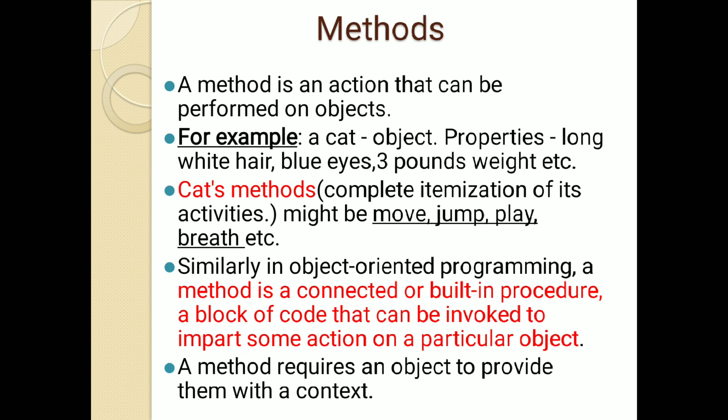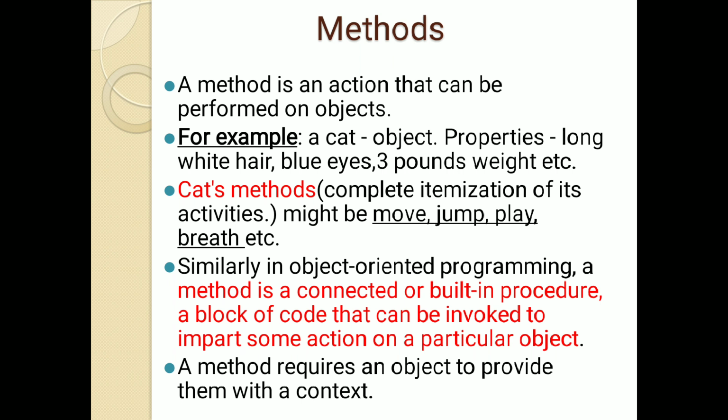Next we have to see methods. So what is a method? It is an action that can be performed on objects. For example, take a cat. The cat is an object. What are the properties of a cat? For example, long hair, white hair, blue eyes, 3 pounds weight, etc. These are the properties of a cat. Then what are the methods done by the cat? That means what are all the activities done by the cat? It might be move, jump, play, breathe, etc.